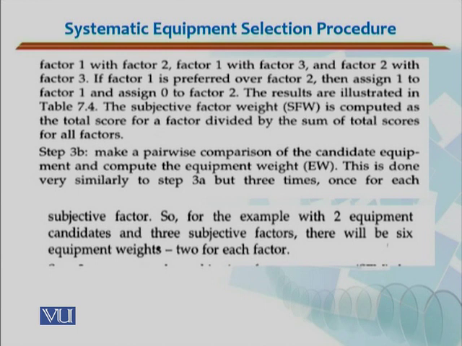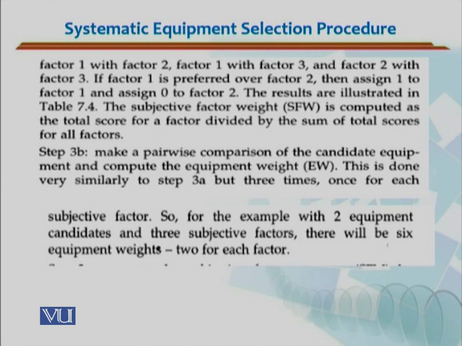You are doing these pairwise comparisons, so first of all you have to create the pairwise comparisons. So how would you make the pairwise comparisons? In this case, the pairwise comparisons would be factor 1 and 2, factor 1 and 3, factor 2 and 3. No other pairwise comparison is possible. So if factor 1 is preferred, what do you have to do? You will assign weight 1 to factor 1 and 0 to factor 2.